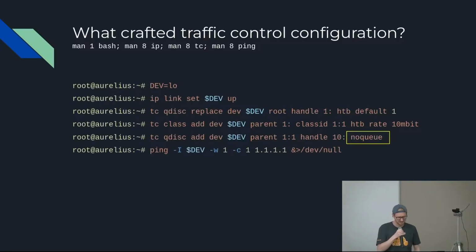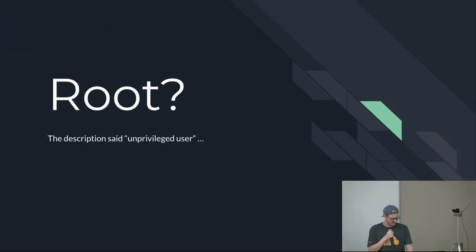And then finally, we go ahead and issue a ping. The -I dev just means we're going to use this interface to perform the ping. -W, I forget what that means, and -c, I forget what that means, but we're going to try to ping Cloudflare's IP address, 1.1.1.1. And then, of course, we're going to get rid of all the output because we don't care what the result of the ping is. But to the astute, you may have noticed, all those commands were run as root, right?